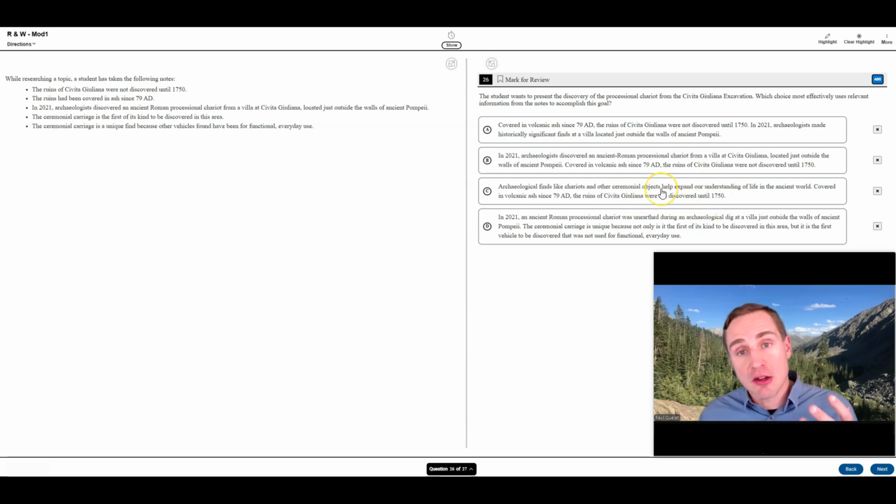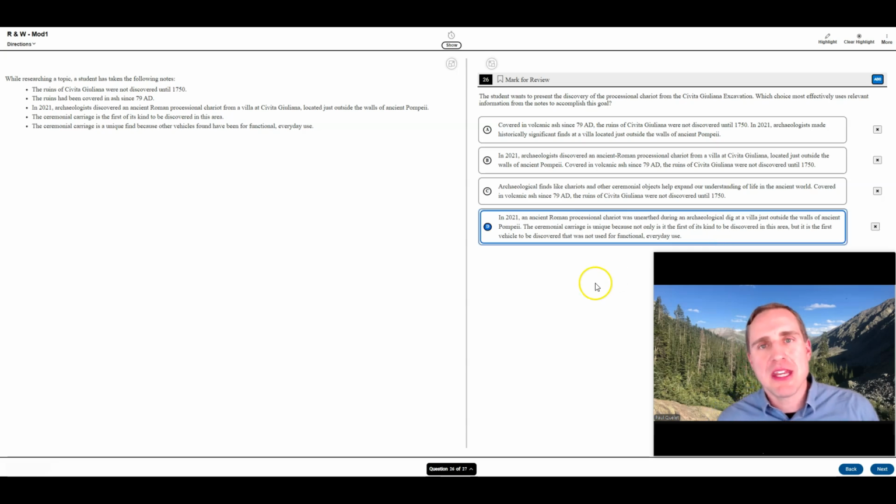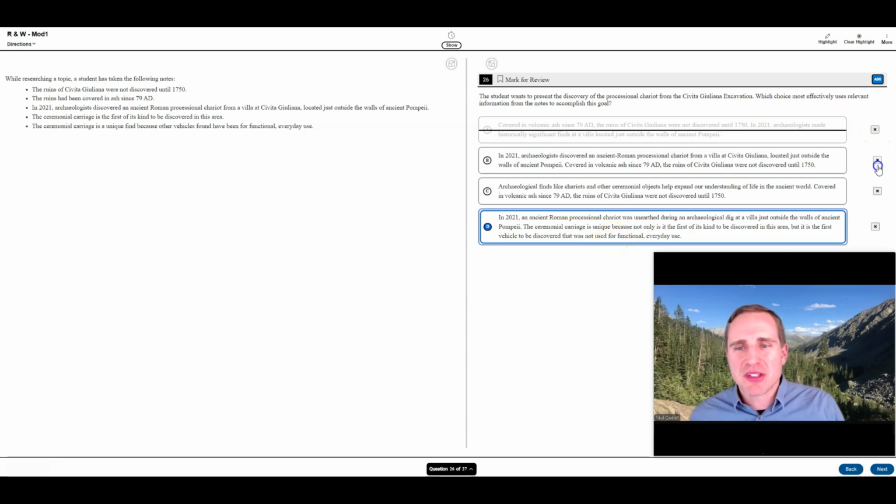Okay, so this states more of the importance of why finding this chariot is important. And then D: in 2021, the ancient Roman processional chariot was unearthed during an archaeological dig at a villa outside the walls of ancient Pompeii. The ceremonial carriage is unique because not only is it the first of its kind ever to be discovered in this area, but it's the first vehicle to be discovered that was not used for functional everyday use. Okay, I think we're going with D because that's really using the relevant information to say how this chariot is unique. And that's the most unique of these choices. Again, A and B are so similar to one another.